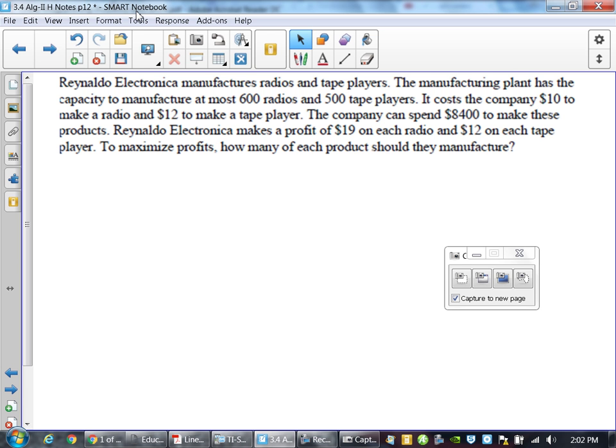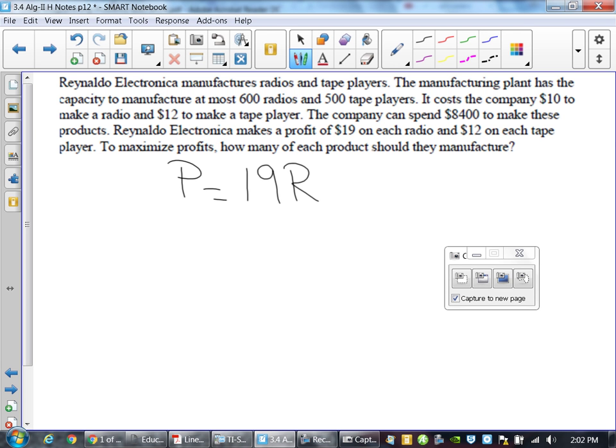So when I'm looking at this one, I know I want to maximize my profits. So I go through the stuff. Each radio, I make a profit of $19. Each tape deck, I make a profit of $12. So I'll use R and T.